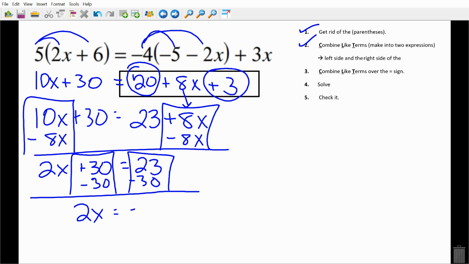Negative 7. So that is combining like terms. Now we're going to solve it. How do you undo 2 times x? The inverse operation of times is division. So we're going to divide by 2 there. And we are going to get a fraction as an answer. x equals negative 7 over 2. Any questions?